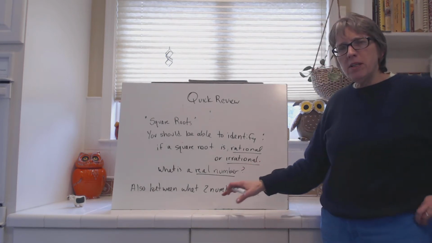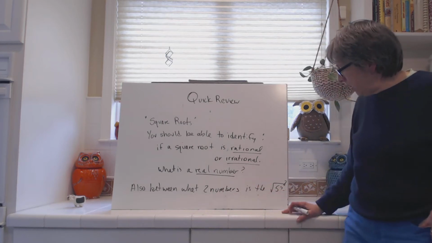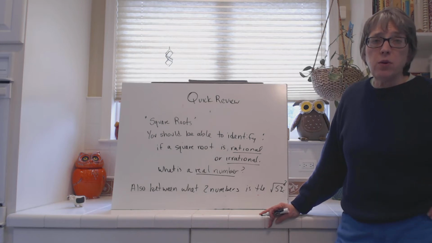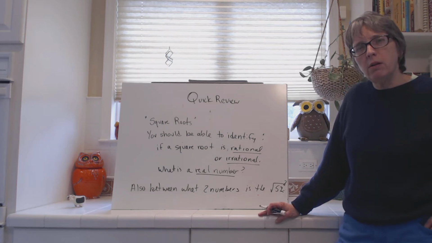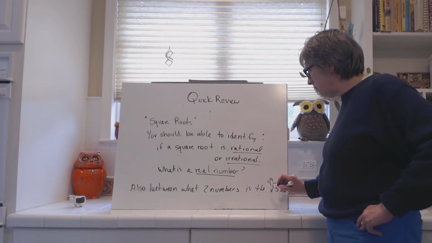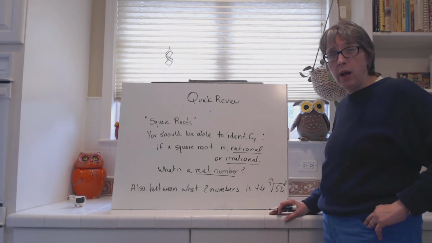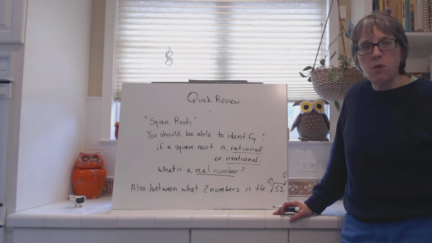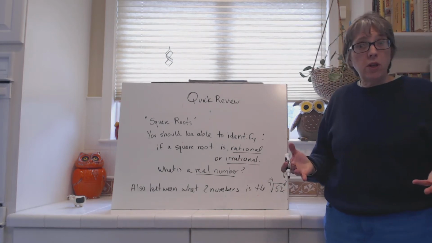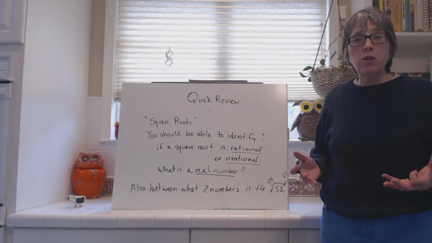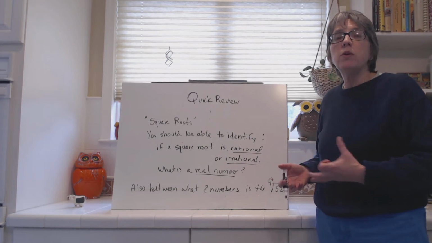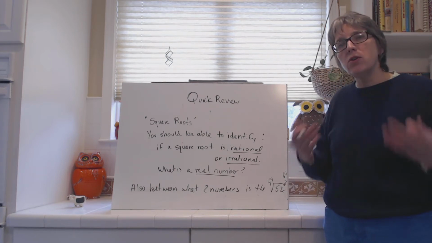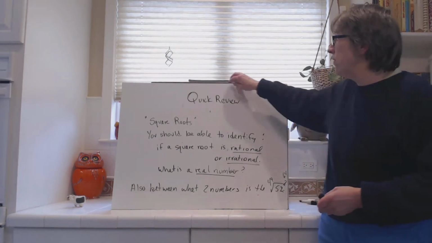Also, you should be able to tell me between what two numbers is the square root of 52. Because if we could take the square root, between what two numbers is that between? Well, it's between 49, right? And what's the square root of 49? 7. And it's between 64. And what's the square root of 64? 8. So we went over this. So if I ask you between what two numbers is the square root of 52, you would say it's between the two numbers 7 and 8, not 49 and 64, because you'd have to evaluate the square root of 52.